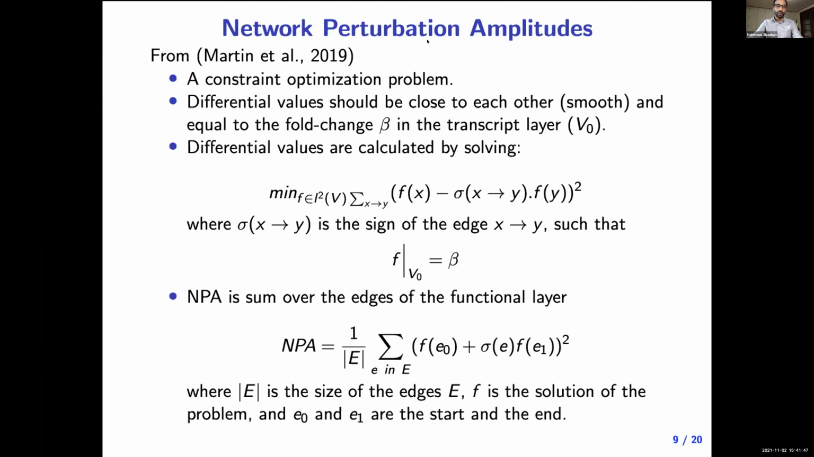So very quickly here, the calculation of the NPA is based on a constraint optimization problem. We calculate differential values based on the difference in the gene expression of all the nodes that we're interested in between the treatment and the control conditions, and these values should be close to each other, or smooth, and it should also equal the observed fold change in the transcript layer. So these differential values are calculated by solving this problem, and then the NPA score, or the network perturbation amplitude, would be the sum over the edges of the functional layer.